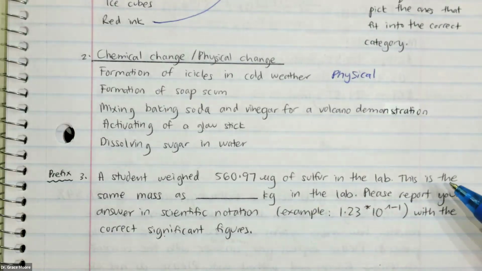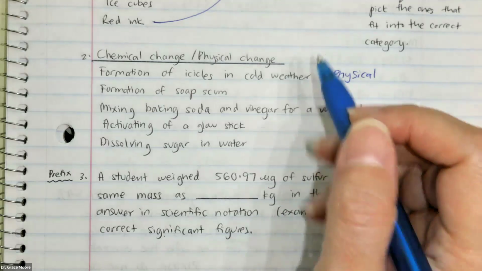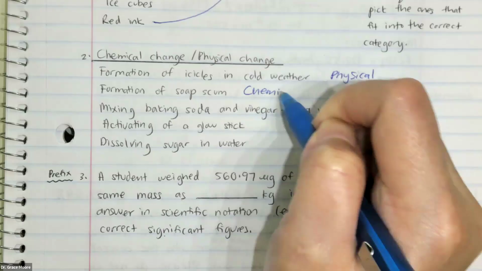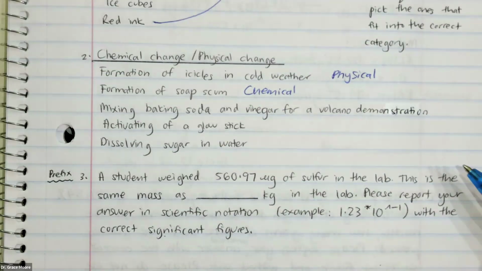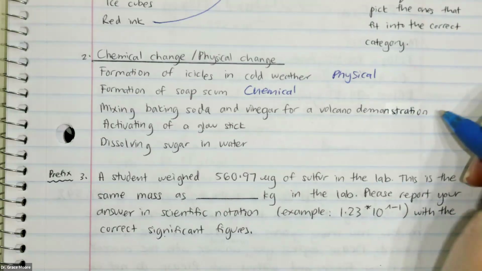All right, formation of soap scum. So formation of soap scum is when the soap particles react with maybe part of the water that's hard, that has ions in it, and it makes a soap scum. So that essentially is a chemical change. If you mix baking soda and vinegar, you can create a chemical reaction that forms bubbles, which is gas. And that's what we use for the volcano demonstration. So simply mixing baking soda and vinegar is going to be a chemical reaction.